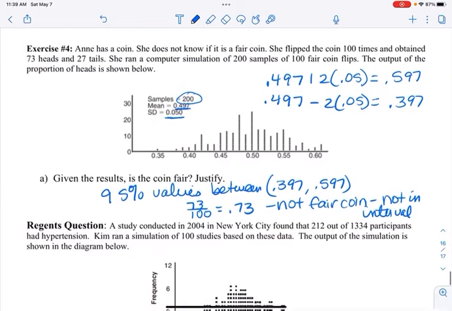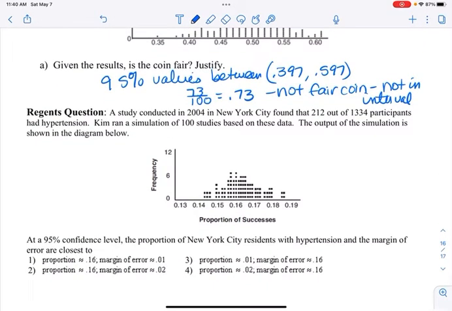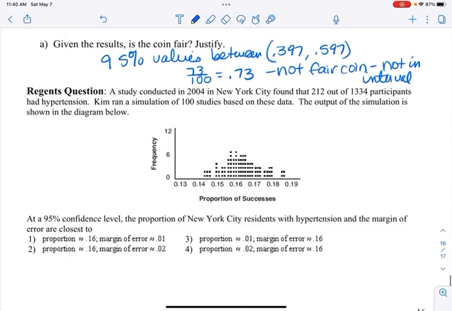Okay, so that's a little bit different. Here's a Regents question. A study conducted in 2004 in New York City found that 212 out of 1,334 participants had hypertension. Kim ran a simulation of 100 studies based on this data. The output of the simulation is shown in the diagram below. At a 95% confidence level, the proportion of New York City residents with hypertension and the margin of error are closest to. All right, proportion.